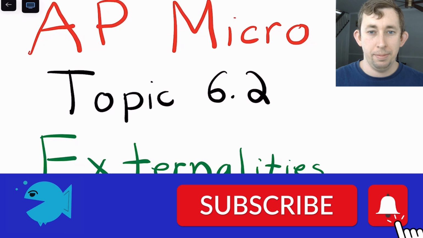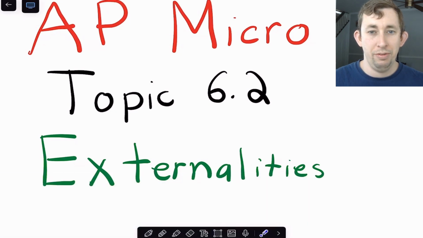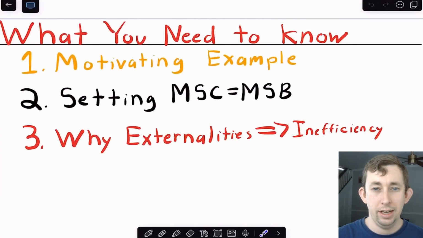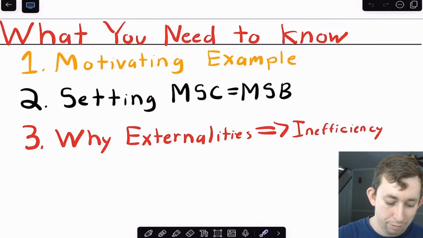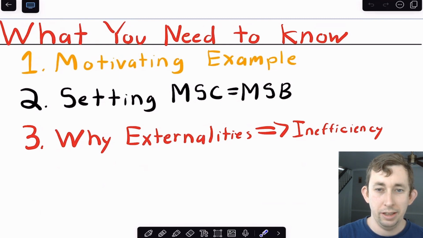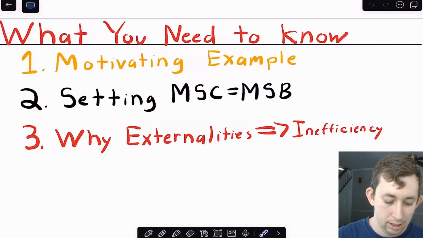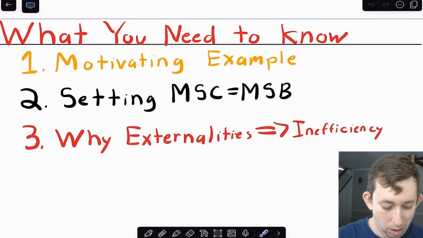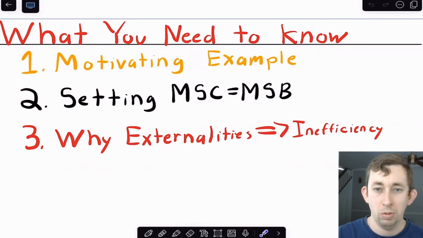Today I'm talking about topic 6.2, which is on externalities. Timestamps are below if you would like to jump around, but let's get right into it. Here's what you need to know about externalities for the AP exam. First, I'm going to give you a motivating example just to understand everything I'm going to say in the rest of the video, hopefully a little bit better. And the main thing you need to know for this video is that setting marginal social cost equal to marginal social benefit is what you need to do when you're talking about externalities.